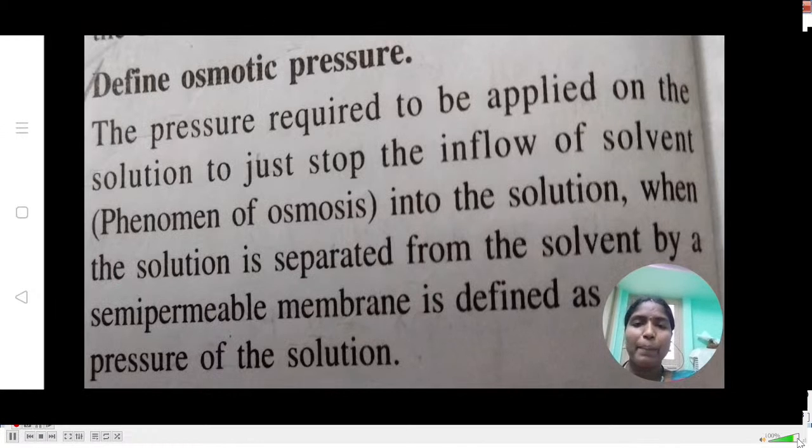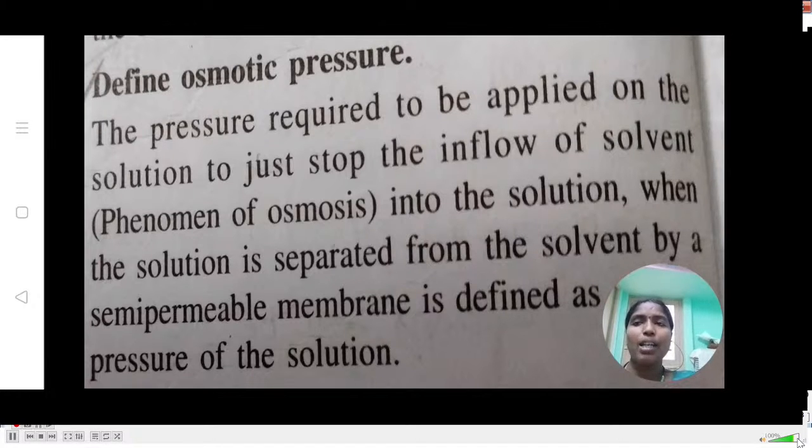Define osmotic pressure. The definition is: the pressure required to be applied on the solution to just stop the inflow of the solvent into the solution, when the solution is separated from the solvent by a semi-permeable membrane, is called the osmotic pressure of the solution.